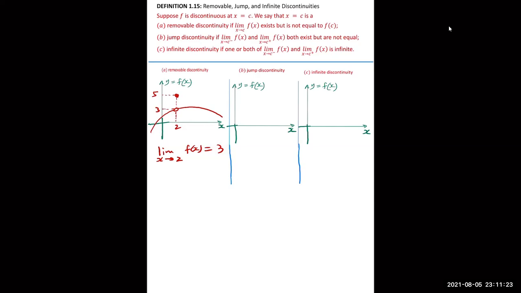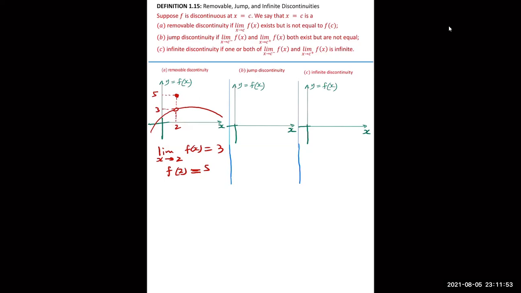But what is the function value? What is f of 2? f of 2 is 5. As you can see here, your function value is here. Now, notice that the limit exists, the limit as x goes to c of f of x exists, but that limit value is different from the function value at x equal to 2. So we have a removable discontinuity at x equal to 2.